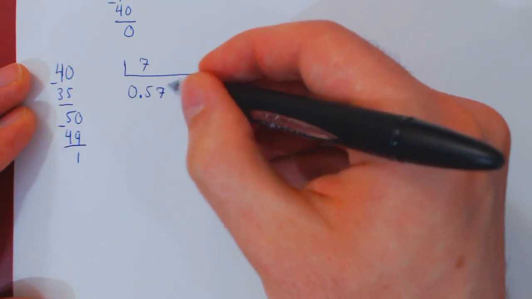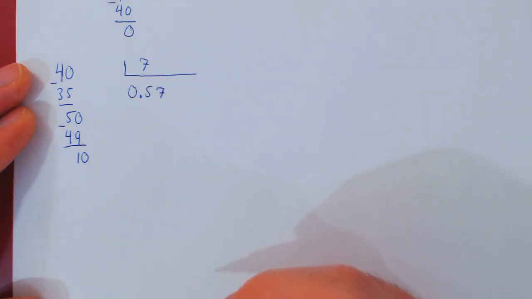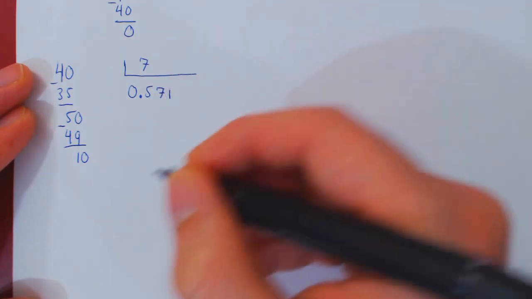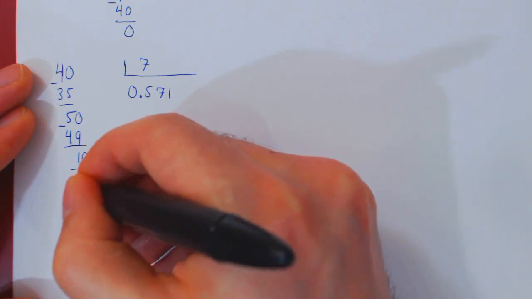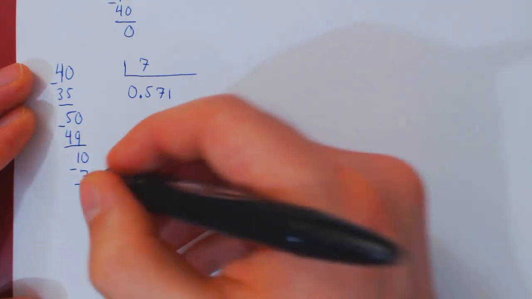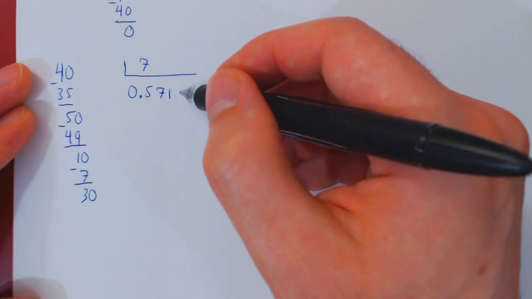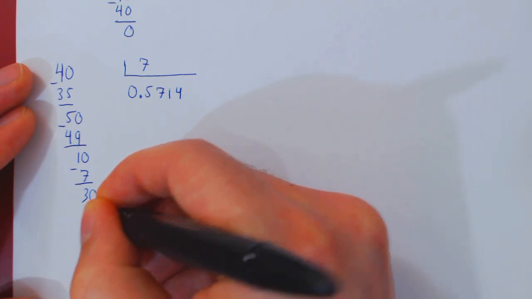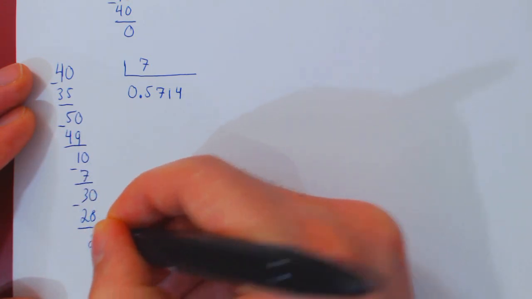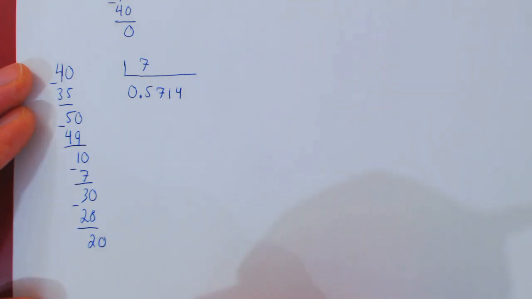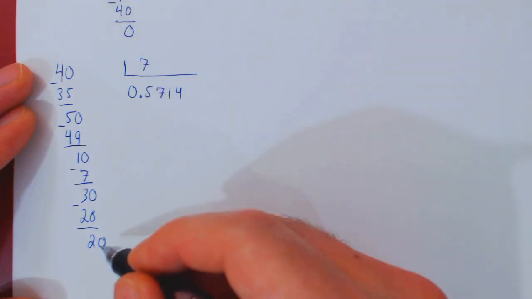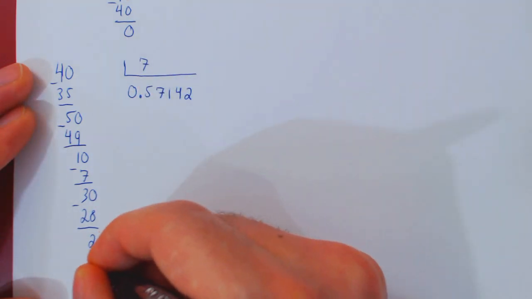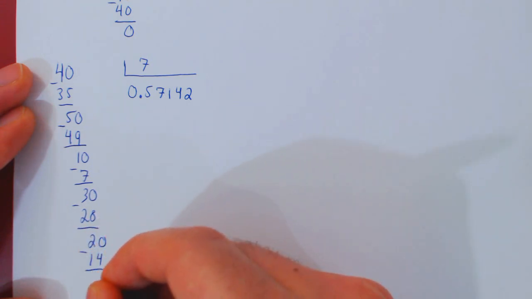Subtract, we get 1. Third decimal place, offset by 10. How many times can you fit 7 into 10? The answer is only once. But again now, next decimal place, offset by a factor of 10. How many times can you fit 7 into 30? The answer is 4, as 4 times 7 is 28. Subtract, leftover of 2. Fifth decimal place, offset by 10. How many times can you fit 7 into 20? The answer is 2, as 2 times 7 is 14. Subtract, now we have a 6.